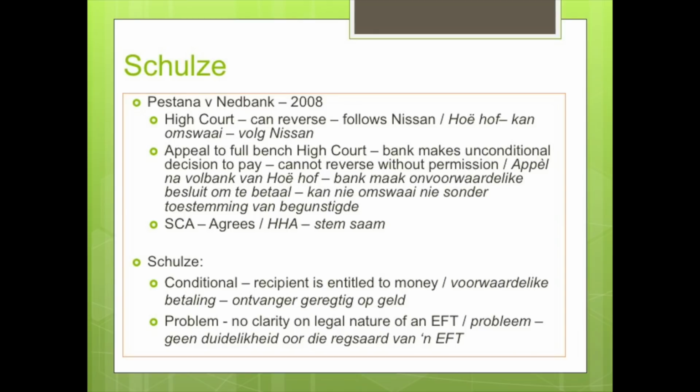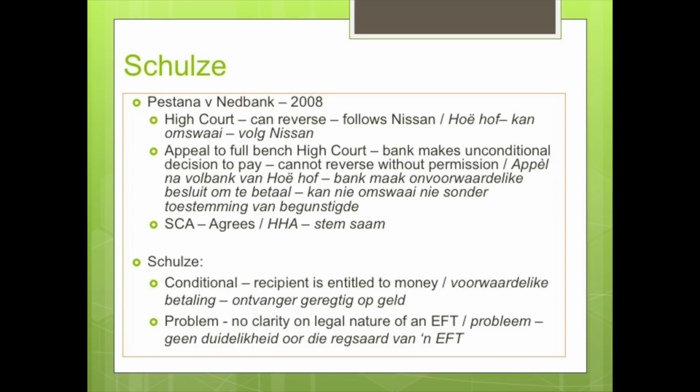In that account, he had 450,000 rand, which he transferred to a Pestana number 2, who was also a client at Nedbank. Now, at about the same time, SARS had sent what they call a Section 99 notice to Nedbank to pay over any money in the bank account held by Pestana number 1.